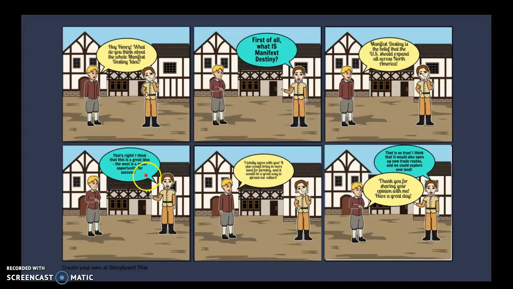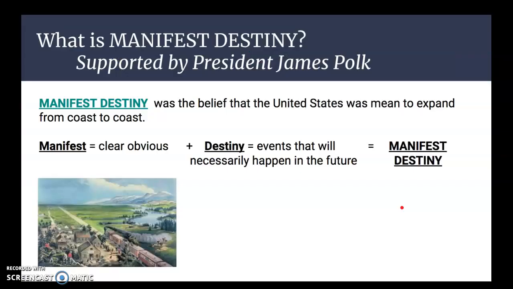"Oh, that's right. I think this is a great idea. The West is a great opportunity for success." "Oh, I totally agree with you. It would also bring in more land for farming, and it would be a great way to spread our culture." "That is so true," says this guy over here. "I think that it would also open up new trade routes and we could explore new land." "Oh, thank you for sharing your opinion with me. Have a great day." So there's a little bit of an introduction to manifest destiny.